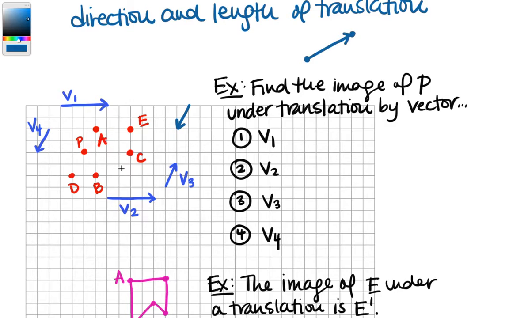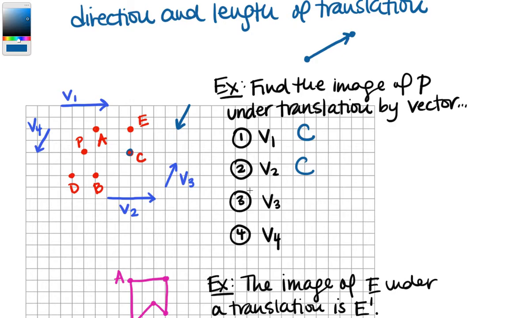Okay, so let's try first what happens to P under V1. So V1 is 1, 2, 3, 4 units straight to the right. So from P, 1, 2, 3, 4 units straight to the right ends up right at C. All right, under V2. V2 is down here, but we'll see it's the exact same vector as V1, right? It's 1, 2, 3, 4 units straight to the right. So we get the exact same image, right? Taking P, sliding it 4 units right, ends up at C.